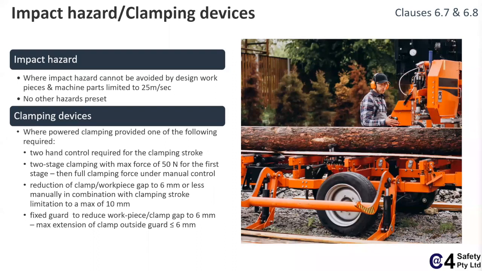Impact hazard, well, you need to think about limiting the speed of machine parts, etc., to 25 meters per second if there's no other hazard present. And then with clamping devices, if we're clamping something in there, you might need a two-hand control for the clamping stroke, so you're not getting caught in the clamp. Because that in itself, you're introducing something that essentially is making things safer by holding something, but you're introducing hazards at the same time. Yes, and you don't want that clamp to release when you have a sudden stop. No, exactly right. It's a type 2 stop. So it does give you some of the requirements there around fixed guards, around the workpiece clamp and the gaps associated with that as well.